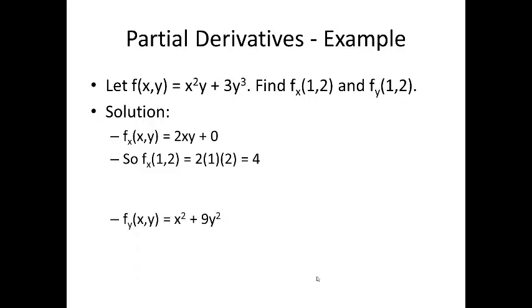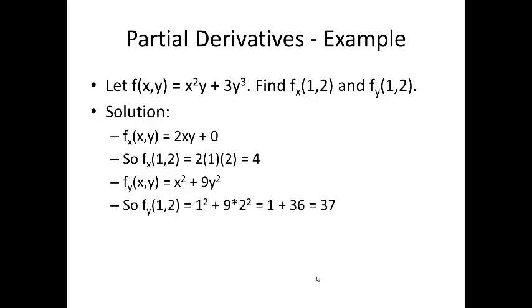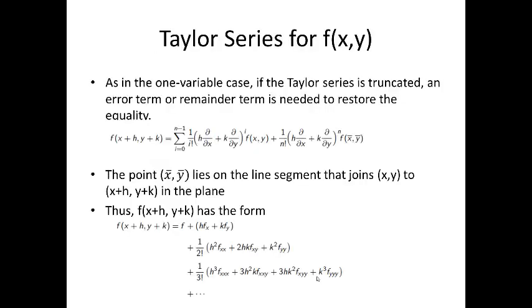Now, with respect to y, the derivative of x squared y with respect to y is x squared, plus we differentiate 3y cubed with respect to y, that's 9y squared. And then we evaluate at (1, 2). So it's equal to 1 plus 9 times 2 squared, 1 plus 36, 37. So these aren't as bad as you initially feared. They do have uses in physics in terms of heat and wave equations. Anyway, back to our Taylor series. As in the one variable case, if the Taylor series is truncated, an error term or remainder term is needed to restore the equality.